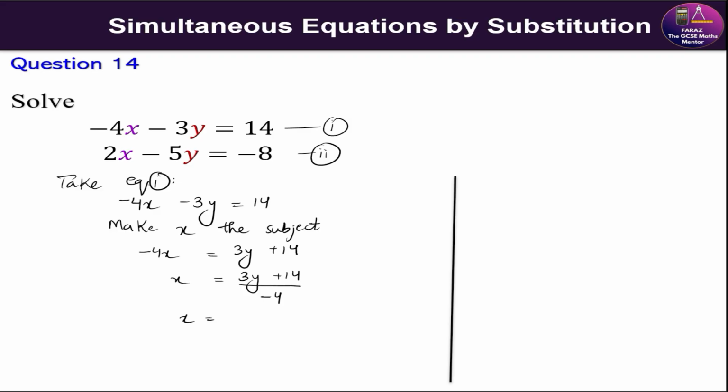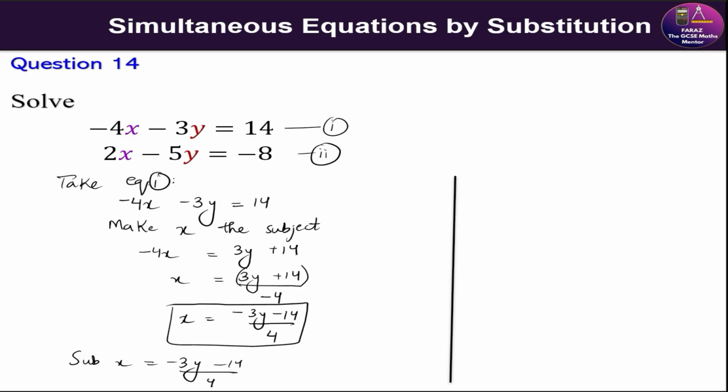And then because of this negative sign, you have to multiply this negative sign in the numerator. So with this complete thing, 3y plus 14, that would become negative 3y negative 14 over 4. Now this x is the subject of the equation. So you have to substitute this x equals minus 3y minus 14 over 4 in equation number 2.